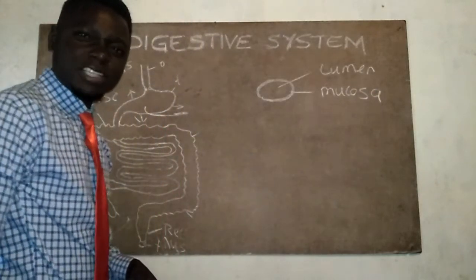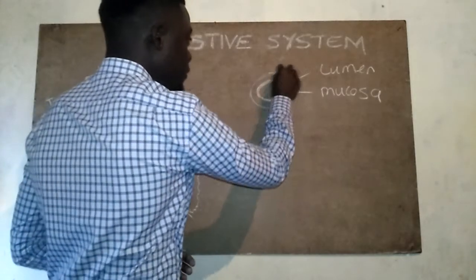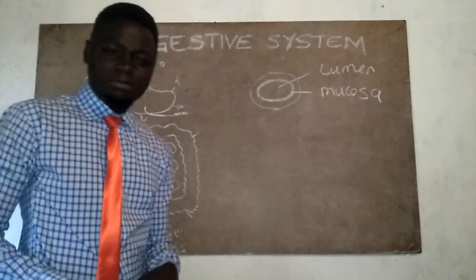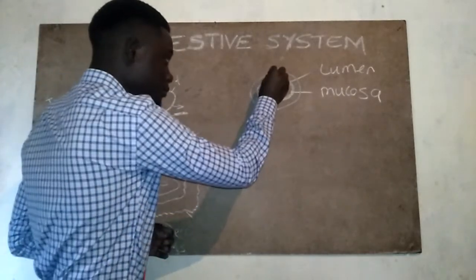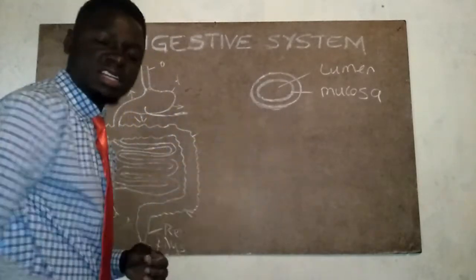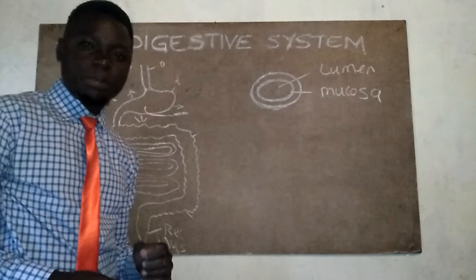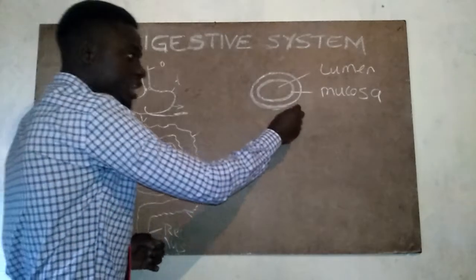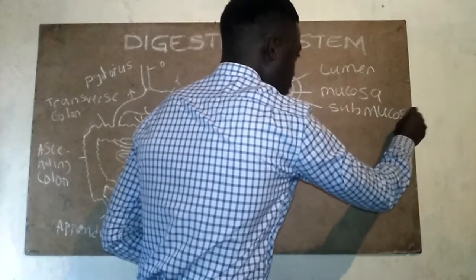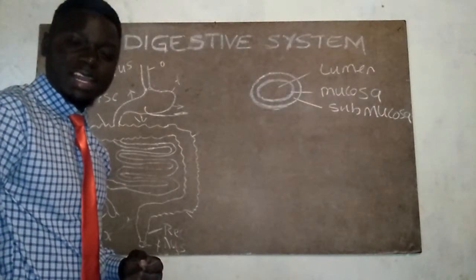Immediately after the mucosa, it's the submucosa. So this part here is the submucosa. And the submucosa is the one which contains blood vessels. Of course, we need blood vessels for these tissues of the GIT to be working, because they need to be supplied with blood. So that's the submucosa. And immediately after the submucosa, there is the muscular layer.